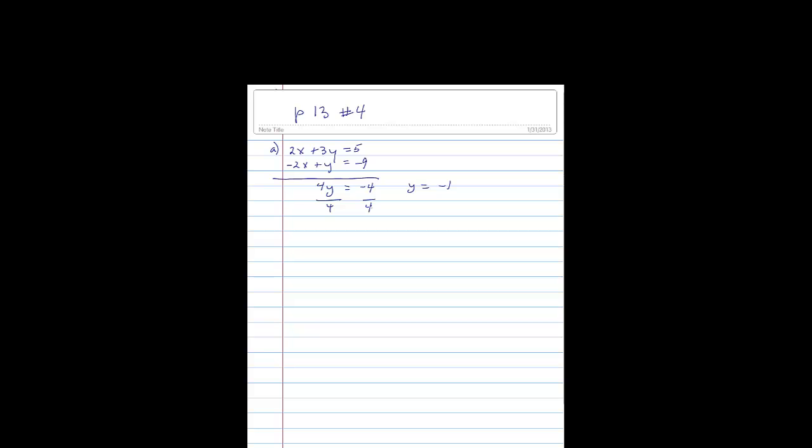Again, I'll need to go ahead and find what x is, so let's pick one of the equations. It doesn't matter which. I'll do 2x plus 3, and instead of y, I'm going to use negative 1 because I know that's what y is equal to, and that equals 5. So let's go ahead and do the multiplication, and let's add 3 to both sides, and I get 2x equals 8, or if I divide by 2 on both sides, x is equal to 4. So this is the point (4, negative 1).